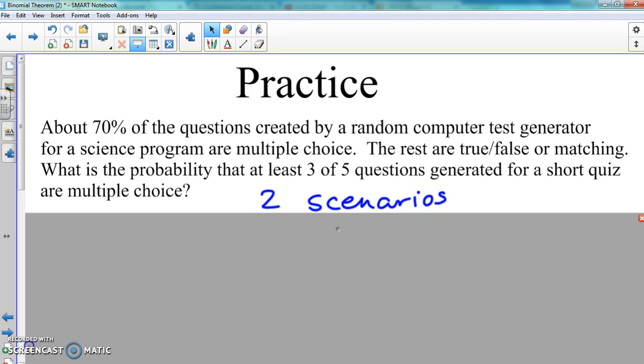This says that about 70% of the questions created by a random computer test generator for a science program are multiple choice. 70% multiple choice. The rest are true, false, or matching. What is the probability that at least 3 of the 5 questions generated for a short quiz are multiple choice? So there's 2 scenarios going on. And what are those 2 scenarios?